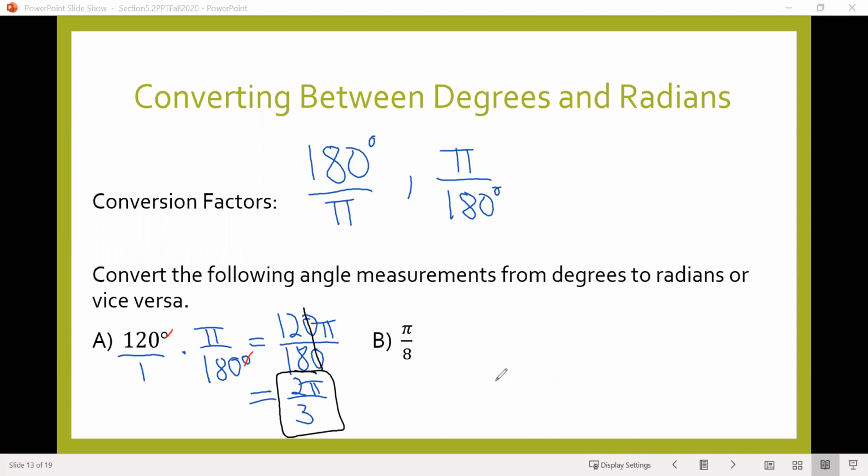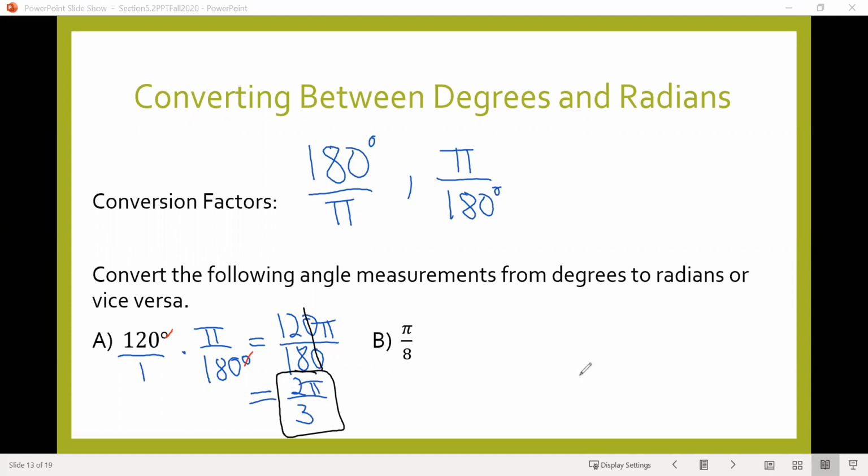All right, so that's going from degrees to radians. Let's now go from radians to degrees. Now this one right here, the pi over 8, I know this is in radians because, first of all, I don't see a degree symbol. Also, I see the pi, which is a giveaway. Having pi does not always mean we have radians, and just because we don't have pi doesn't mean we don't have radians. But in this case, this one is radians. And so we need to convert this into degrees.